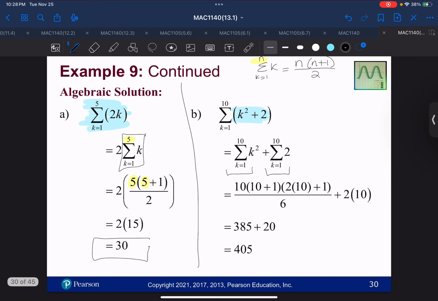So n in this case is 10. So this becomes 10 times 10 plus 1 times 2 times 10 plus 1 all over 6. And then the next summation is the constant summation. So that would just be 2 times n, so 2 times 10. And so evaluating all of that gives me 405.